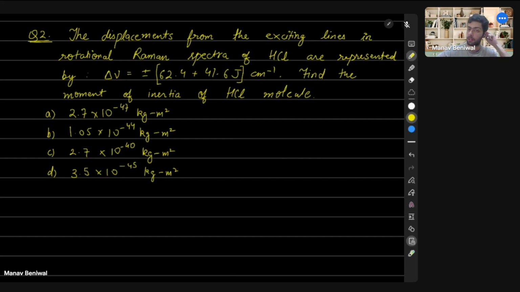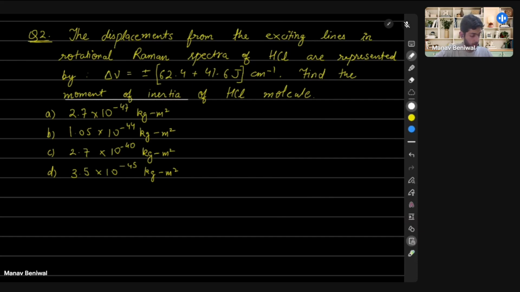So the last problem that we did was on vibrational spectroscopy, and this is a rotational Raman spectrum. Here we have an HCl molecule, and we are given the displacements of the exciting lines, and what we are required to find is the moment of inertia.